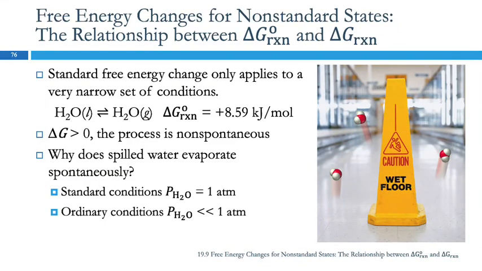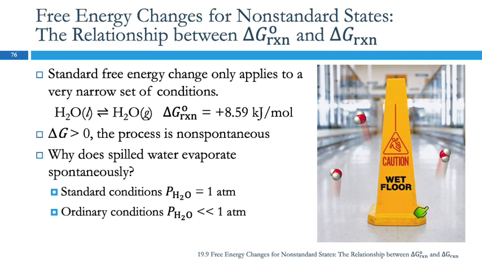We just finished talking about free energy changes under standard conditions. Well, most things do not happen under standard conditions. If we look at liquid water evaporating into a gas state, delta G standard for that reaction is positive 8.59 kilojoules per mole. Is that spontaneous? No, it isn't. But if we spill water on the floor and wait, does it evaporate? It does. It is spontaneous. So what's going on here?